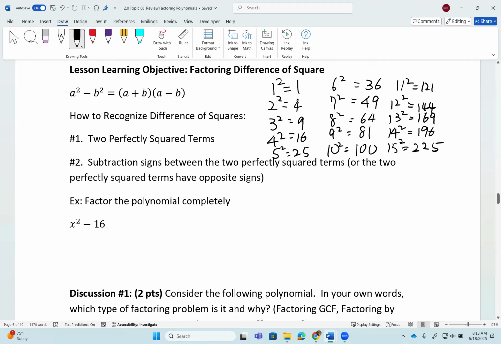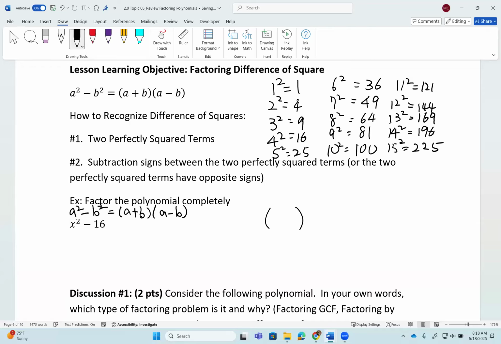All right, factor the polynomial completely. So x squared minus 16. How do I know this is a difference of squares? I see two perfectly square terms with a subtraction sign in the middle. So my answer: a squared minus b squared should equal a plus b times a minus b.